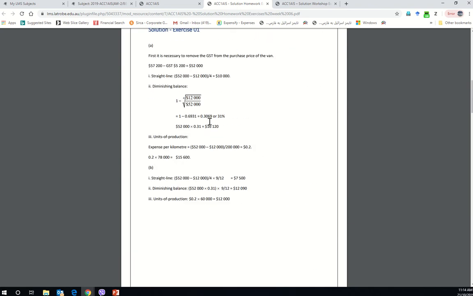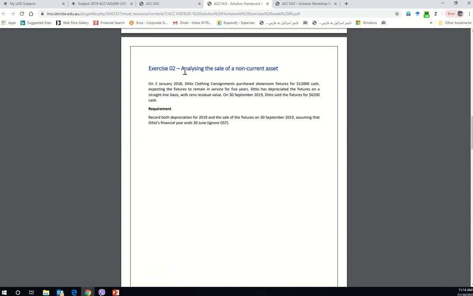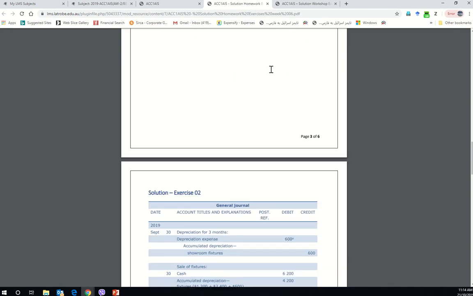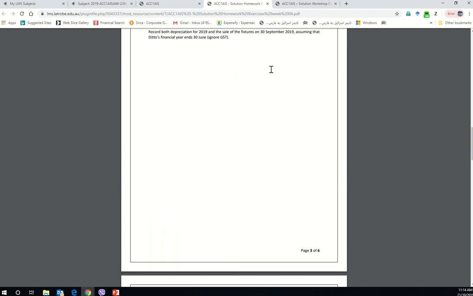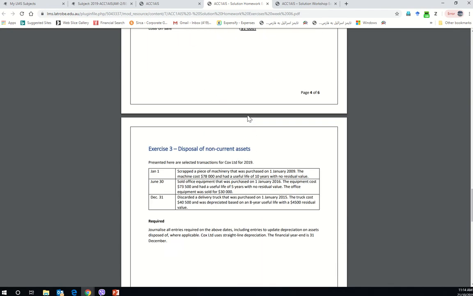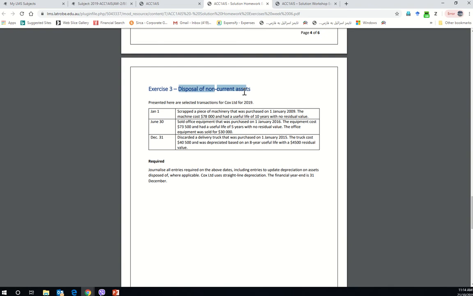We calculated depreciation on the 3 different methods. We also reviewed these 3 different methods in your assignment: a straight line method, diminishing balance method, and the units of production method. We also covered analyzing the sale of a non-current asset, which was quite important, both including GST and ignoring GST. And we also covered issues related to disposal of non-current assets, right? So these 3 issues are quite important.